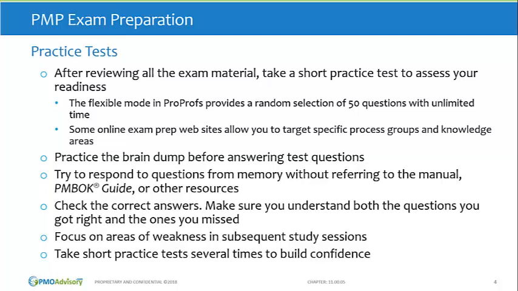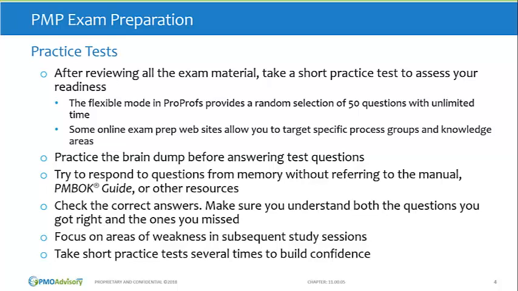During the practice test, use the brain dump. Again, perform the brain dump before you read or answer any questions. Then use only the brain dump to help you with the exam. Try to work from memory without referring to the course manual, PMBOK, or any other resources. Only use the brain dump. Check your correct answers. Make sure you understand why you got questions right and why you got questions wrong.